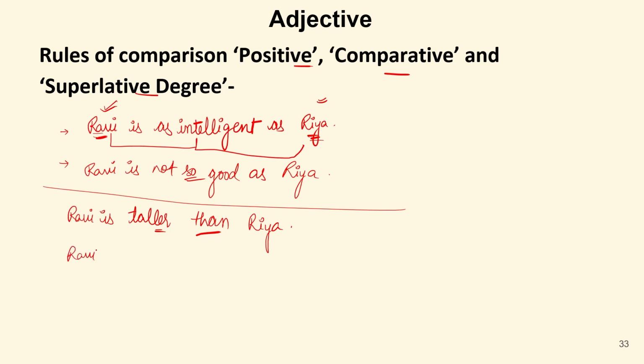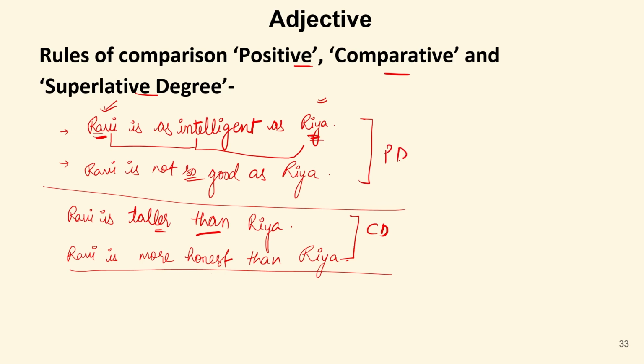I can also write Ravi is more honest than Ria. Now again, this is also a comparative degree. In this case, I have used the word honest, and it should be preceded by a prefix more to convert this word into comparative degree of adjective. And again, I have used the word than to compare these two persons with each other. So this is called comparative degree of adjective.